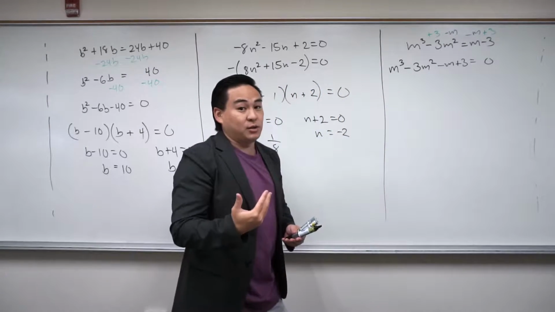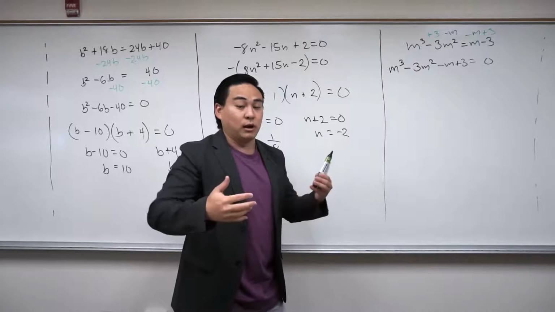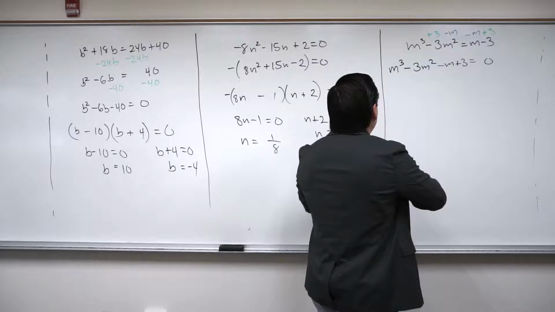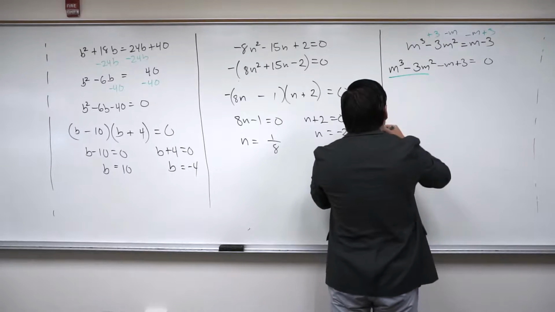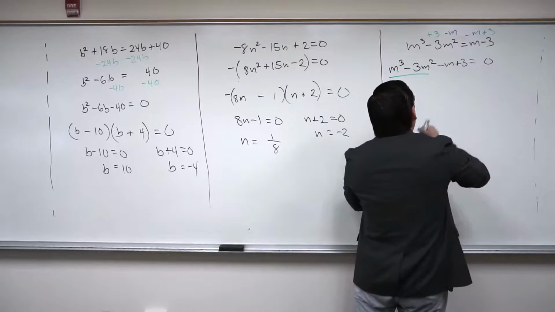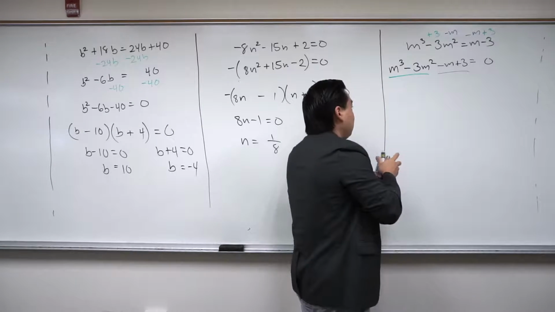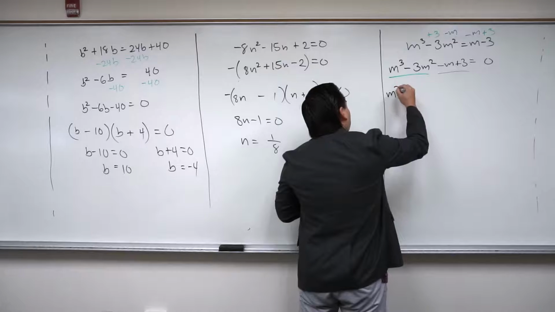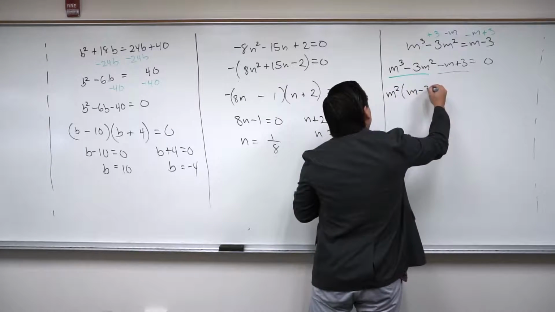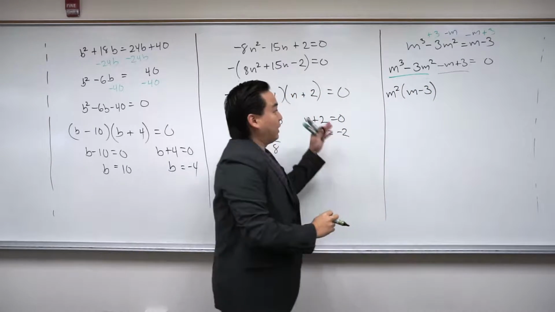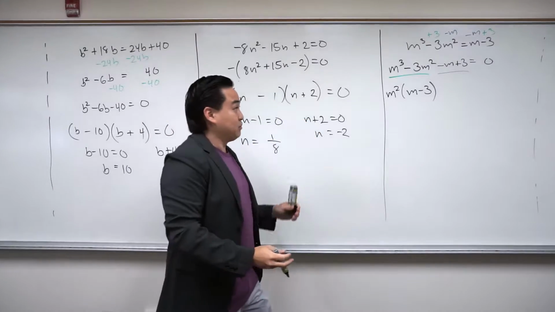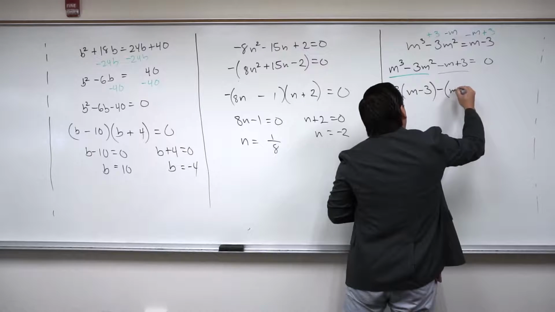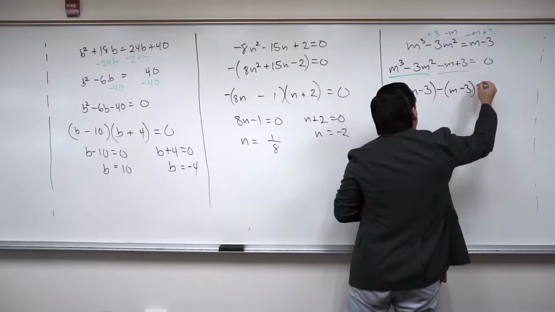And how do we factor when we have 4 terms, right? We factor by grouping. So let's group them by the first 2 and then the last 2. The first 2 we can factor out an m squared, and we get m minus 3. And you can check by going through the distribution. This one over here, I want to pull out a minus 1.